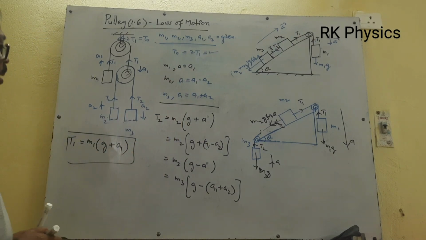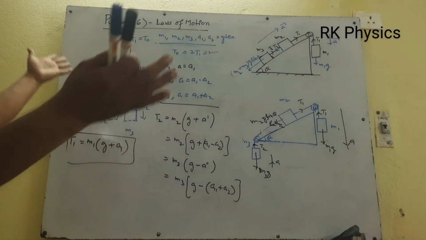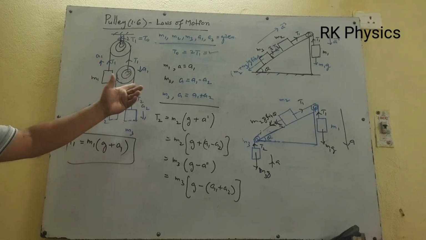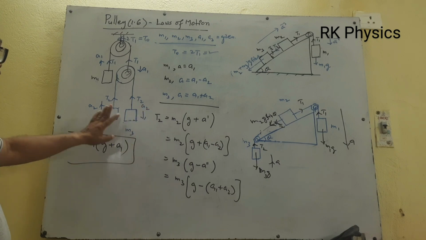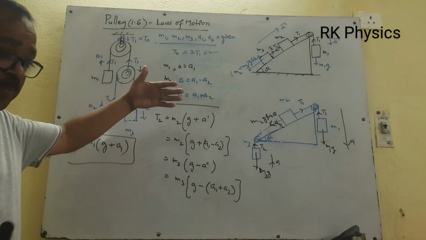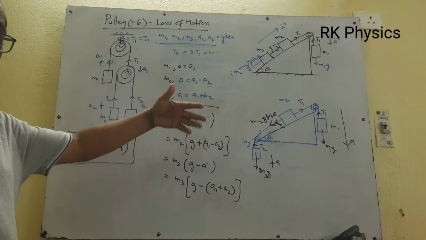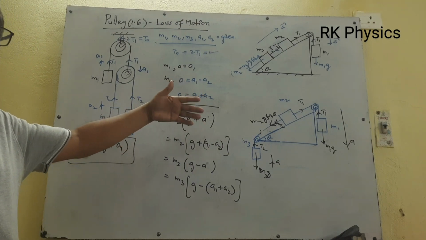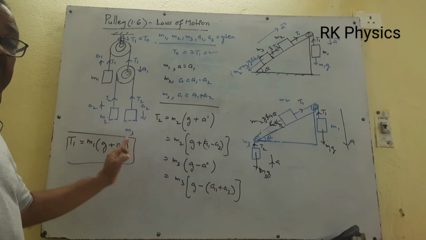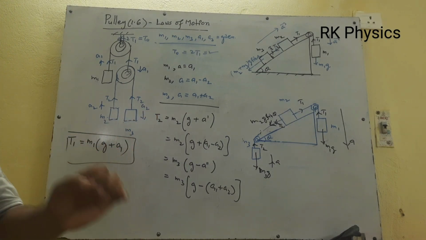So in this way, without writing a number of equations and solving, it is possible to find out the accelerations for the masses and the tension T1. If you think that this is a very big problem, it will take one page, 13, 14, 15 lines. If you use this process, it will help you to solve within 1 minute.